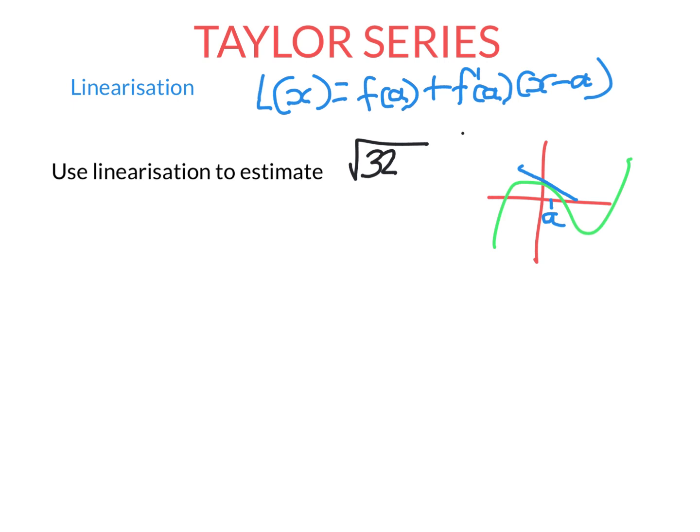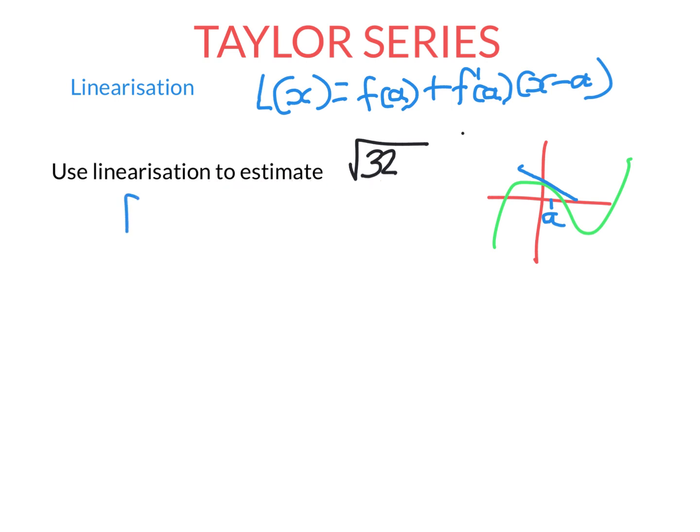So the idea is that this curve and the blue line will be similar in that they have the same value at this point, same value of the function, but also the same first derivative. So this line is basically as good as we're going to get at approximating the curve. And the reason we might want to do this is linear functions are a lot easier to work with than many other functions. So let's look at an example where we use linearization to estimate the square root of 32.